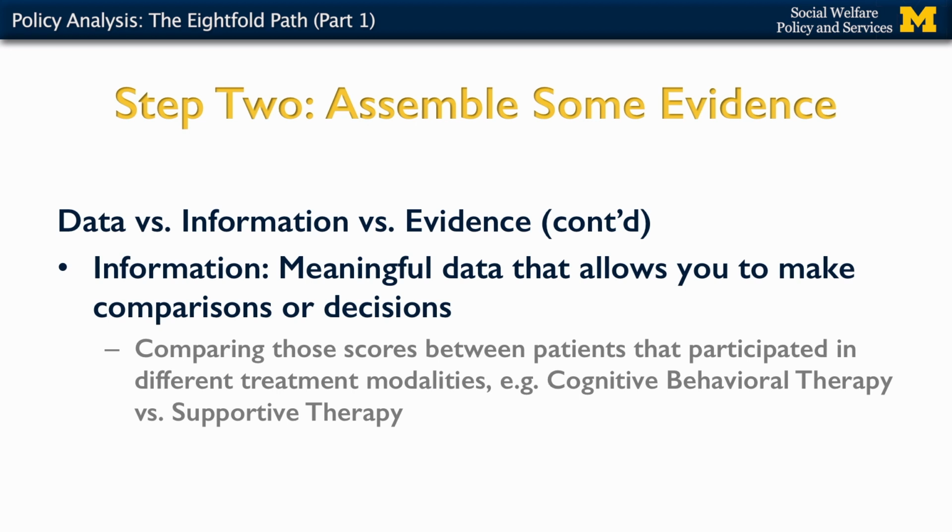Information would be meaningful data that allows you to make comparisons or decisions. So this is when you would compare those scores that we had just discussed between patients that participated in different treatment modalities. For example, cognitive behavioral therapy versus supportive therapy. We're going to use that comparison to try to decide which one of these is more effective for treating a particular patient population.